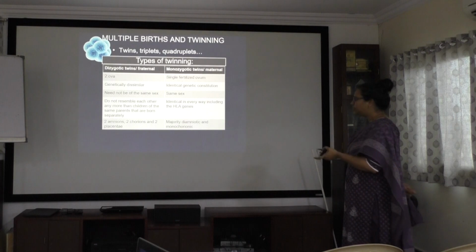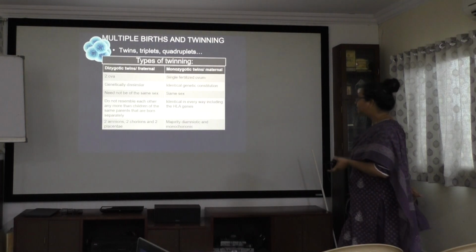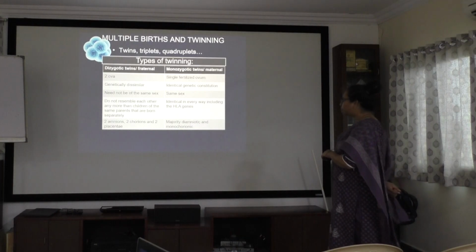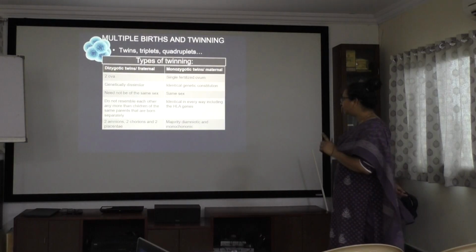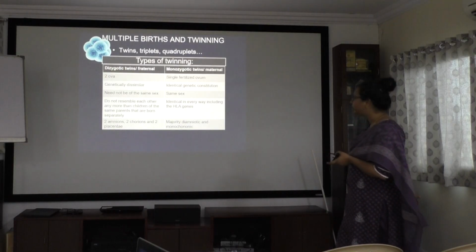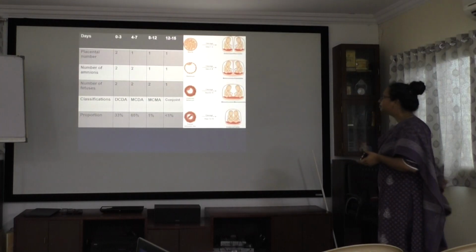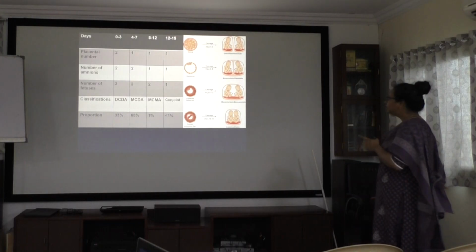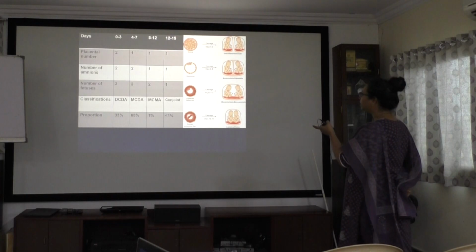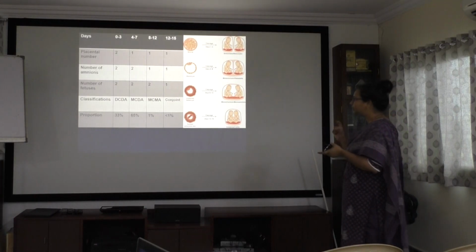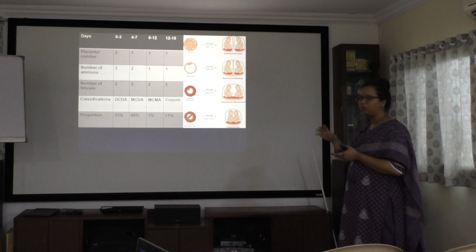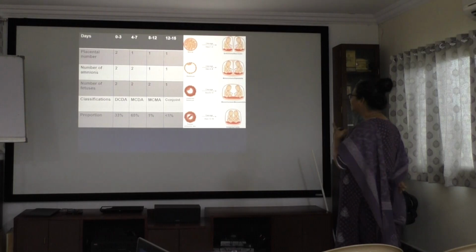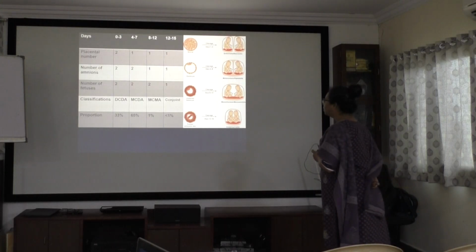In dizygotic, two amnions, two chorions and two placentae are there. Monozygotic, depending upon the time of cleavage, may be diamniotic or monoamniotic, or single Siamese twins like conjoined twins. Depending upon the day when the cleavage takes place, if it happens in the morula, since each cell in the inner cell mass can give rise to a whole embryo, then in case of cleavage at the morula stage, we can see dichorionic and diamniotic twins.